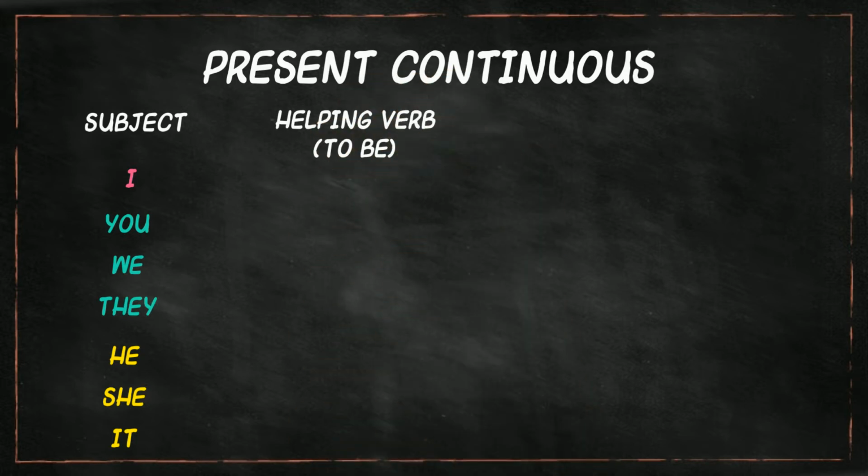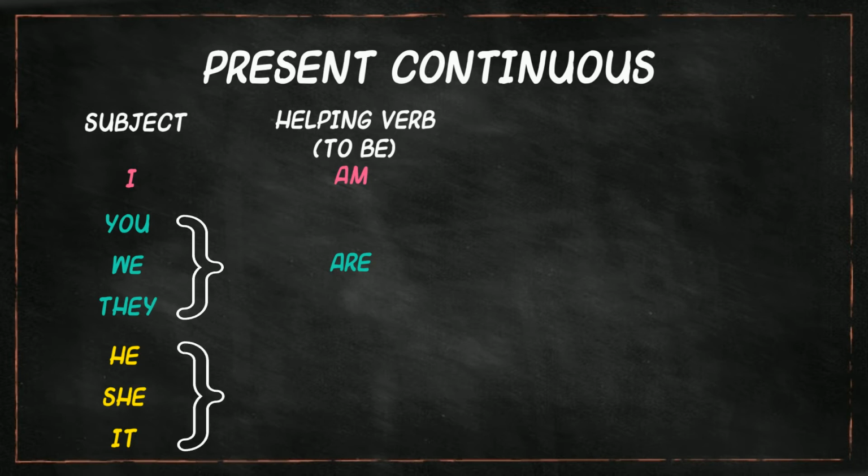Now, depending on the subject of the sentence, the verb to be will need to change. Remember, the subject and the verb always need to agree. So, with the subject I, the verb becomes am. With you, we, or they, the verb becomes are. And with he, she, or it, the verb becomes is.